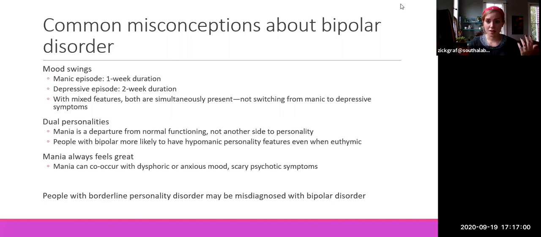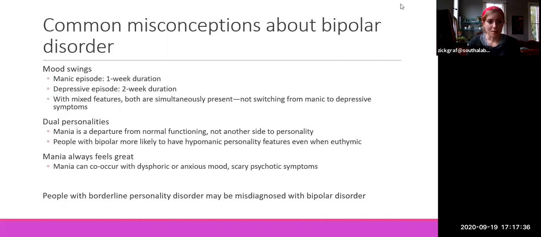And then I already talked about this in the context of hypomania, but even though a manic episode is defined by feeling really elevated, feeling really great some of the time, maybe it doesn't always feel great. In a mixed episode, it can co-occur with dysphoric, depressed mood. In a manic episode with anxious agitation, it can co-occur with anxious mood. And when it's severe, it can cause psychotic symptoms that are often really terrifying. Even if they're mood congruent, they're very scary to experience.